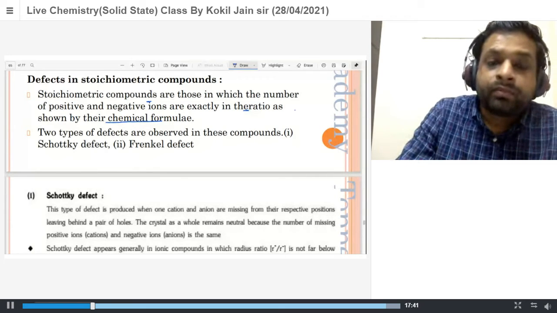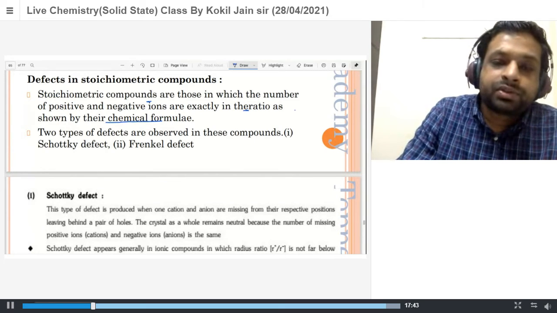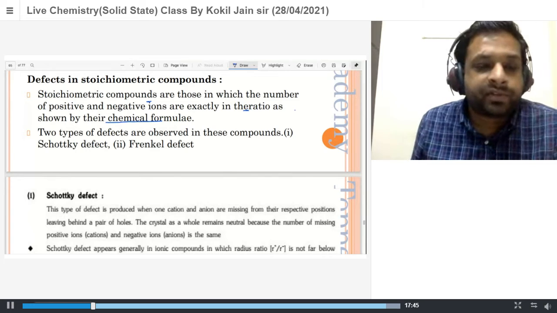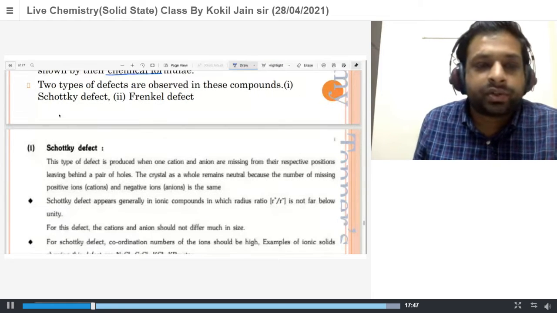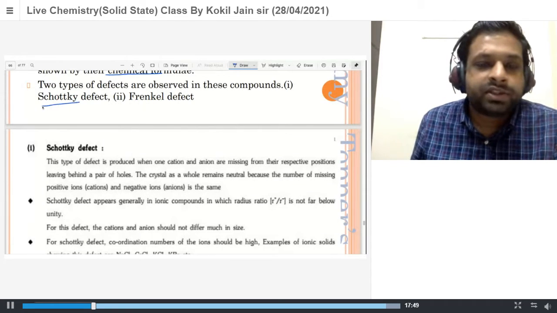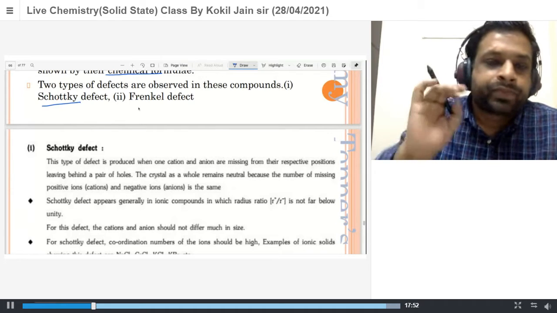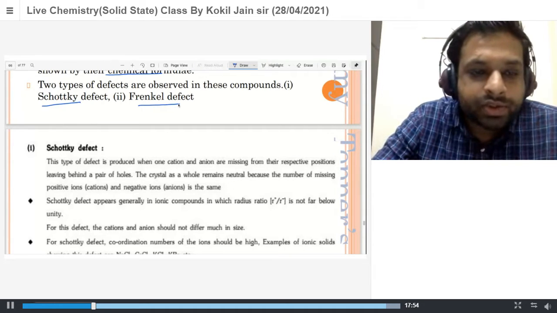Now, in such compounds, we are going to see two types of defects. First one is the Schottky defect, and second one is the Frenkel defect. What is Schottky defect?